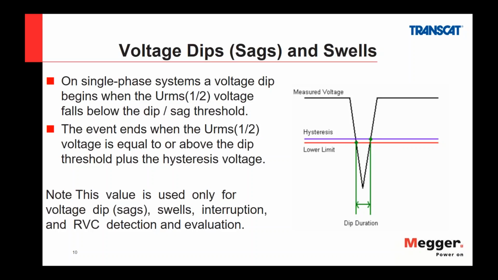For example, if the dip or sag threshold is at 100 volts and the hysteresis is set to 2%, then the dip or sag will start when the RMS value falls below 100 volts. The event will not end until the value rises above 102 volts. Hysteresis helps prevent the reporting of false events due to measured voltages being too close to the event threshold voltages.